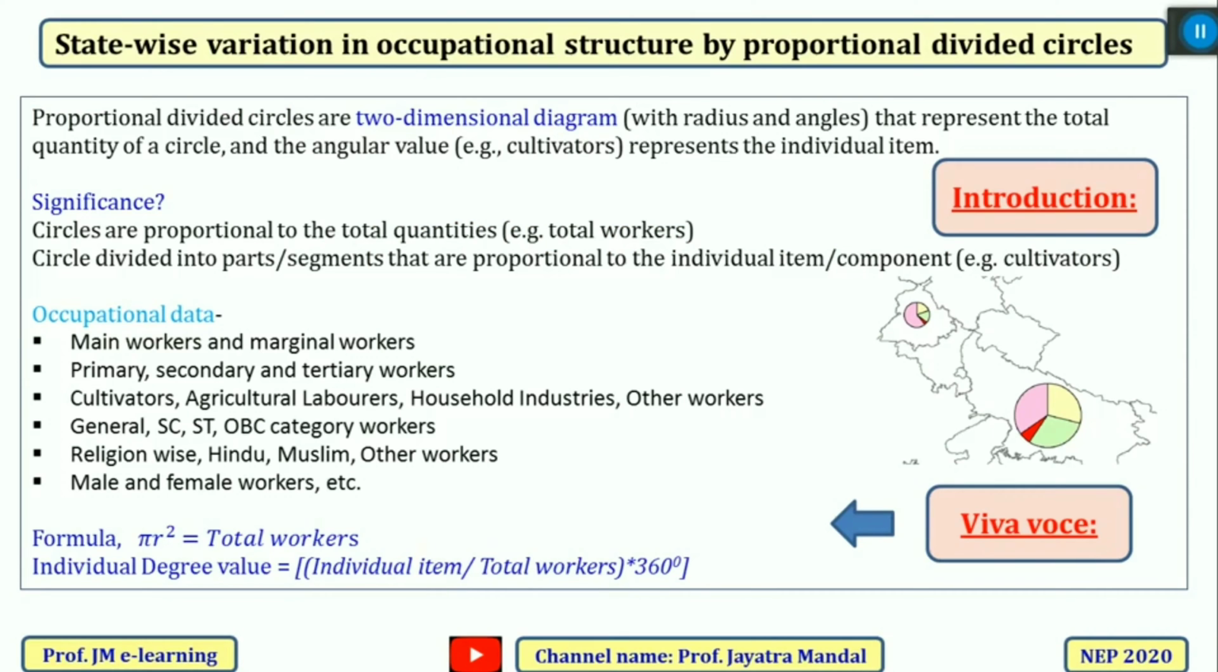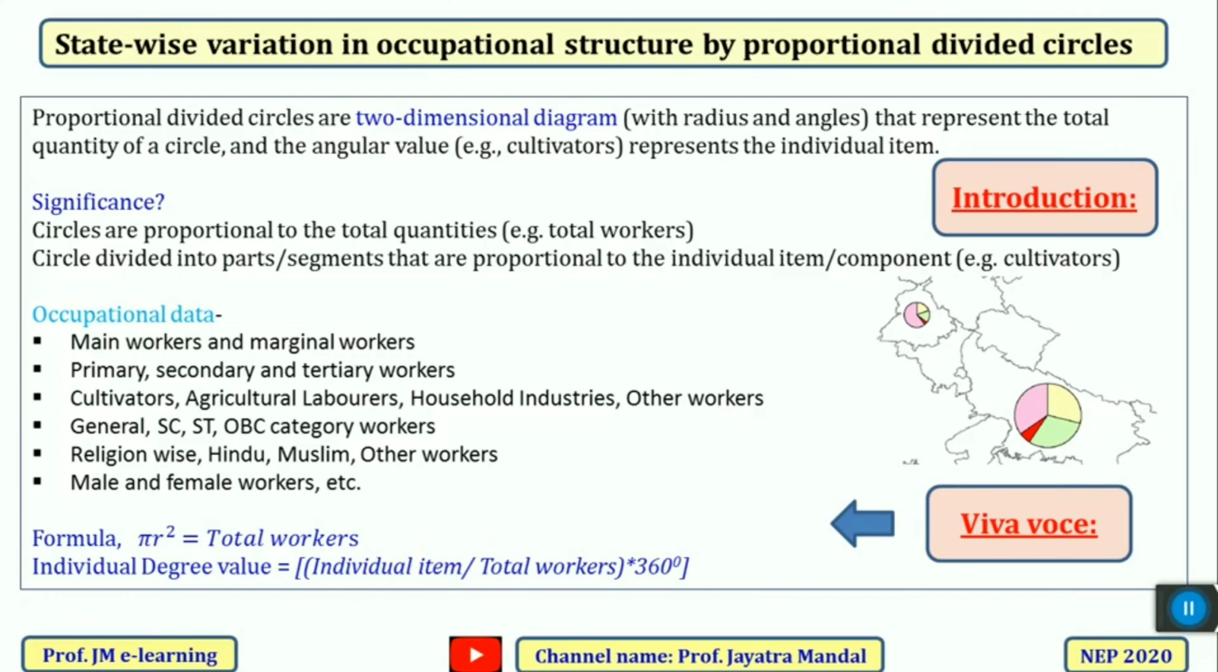Here is the topic: statewise variation in occupational structure by proportional divided circles. We will kick things off by talking about the viva voce and the introduction. So pay attention. To start, we will need to get a grasp of what we mean by proportional divided circles, which are also called pie diagrams.